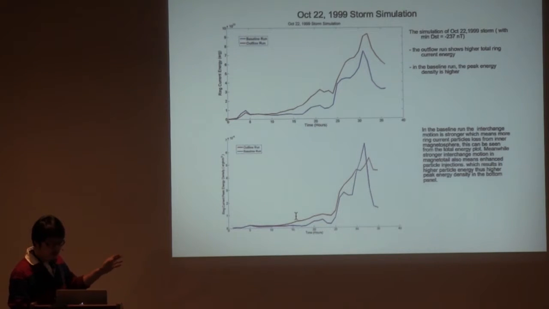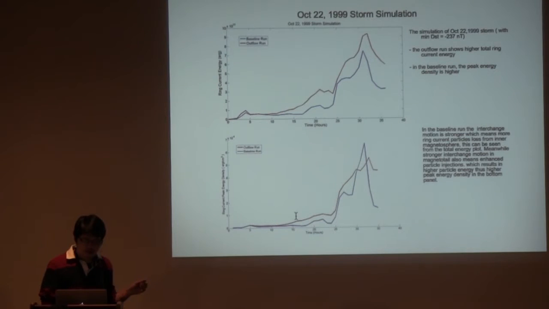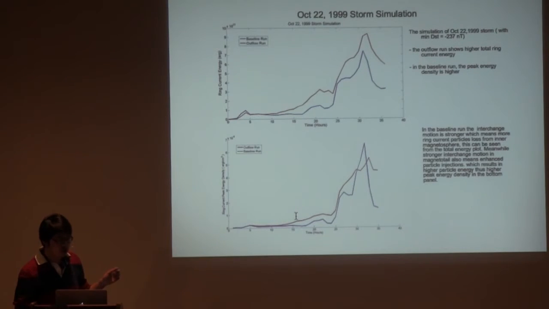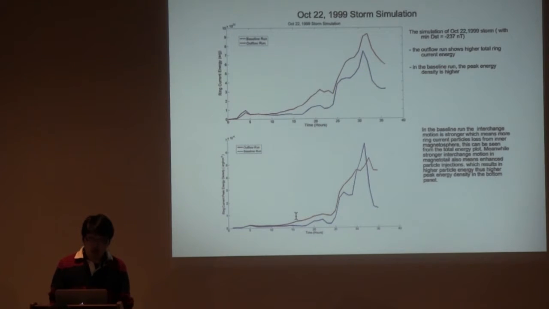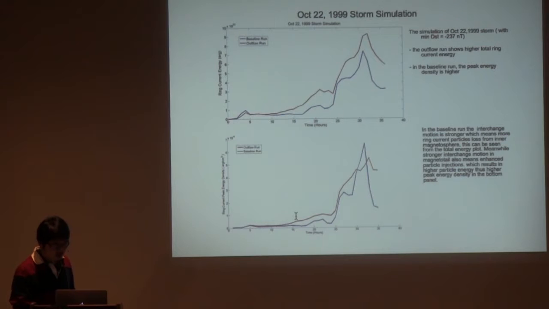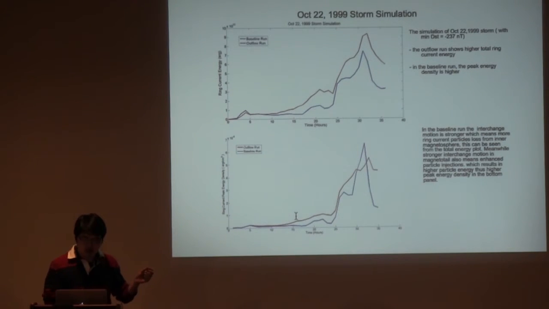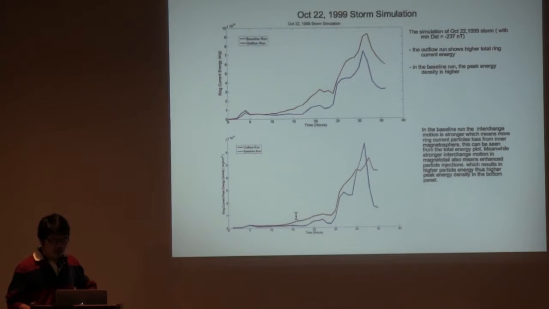You can see, very interesting, that the top panel is the ring current energy, which I integrated within the 6.6 RE region. And the bottom panel is the peak energy density of the ring current. The peak density is higher in the outflow one, but the total energy is lower in the outflow one. This is kind of interesting.